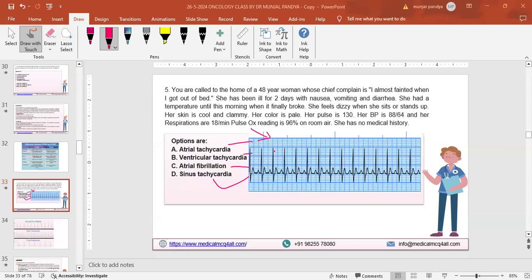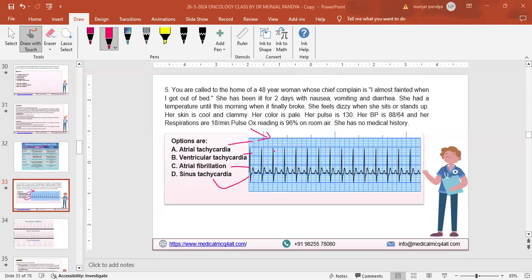So how many blocks are there between the RR interval? It's about 2. Wonderful, so your answer is absolutely correct. This is how we calculate the heart rate: 300 divided by the number of large blocks between two R waves. Roughly 2 blocks, so 300 divided by 2 is around 150.